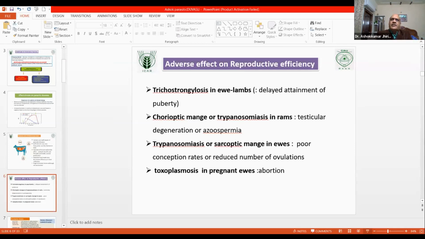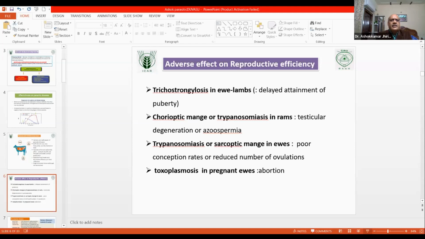Besides affecting the animal health, production and performance, parasitic diseases also affect the reproductive efficiency or reproductive behavior of the animals. There are certain examples in the literature and research showing that these are responsible for affecting reproduction, because in productive animals, reproductive efficiency is a very important parameter.